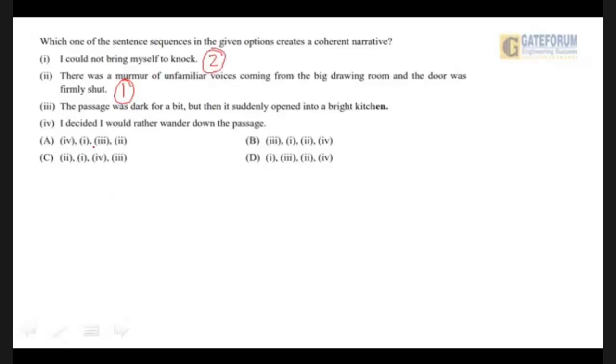I could not bring myself to knock. This means I could not knock at the door. Then would be this: I decided I would rather wander along the passage. The passage was dark for a bit, but then it suddenly opened into a bright kitchen. This looks the most coherent, right? So the sequence is 2143. So this one is it. Let's go to the next.